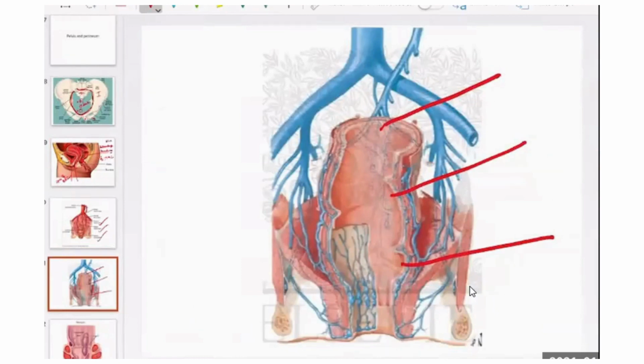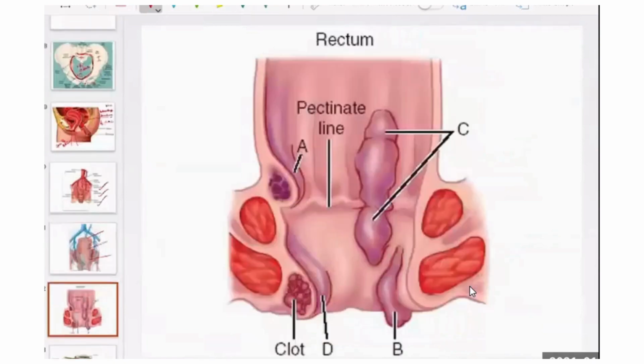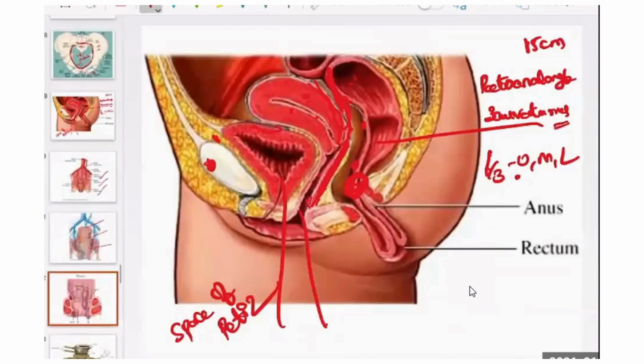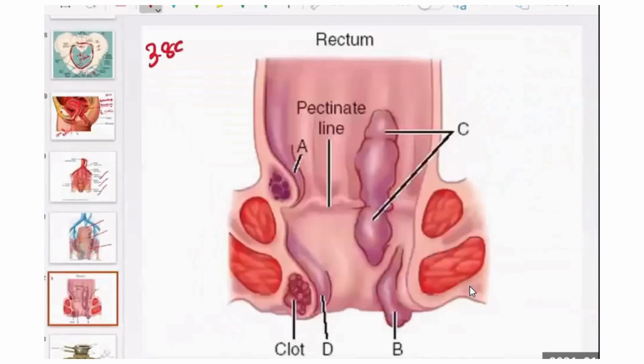Next is the anal canal. The space behind the pubic bone is called the space of Retzius. Anal canal: the length is important for MCQ, 3.8 centimeter, which is the continuation of rectum. The junction is called the recto-anal junction, which opens exteriorly between the gluteal folds as the anal opening. Am I right?